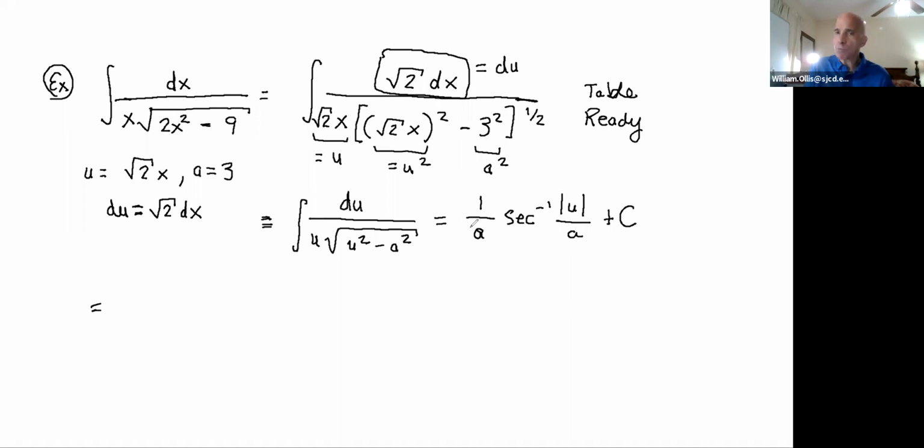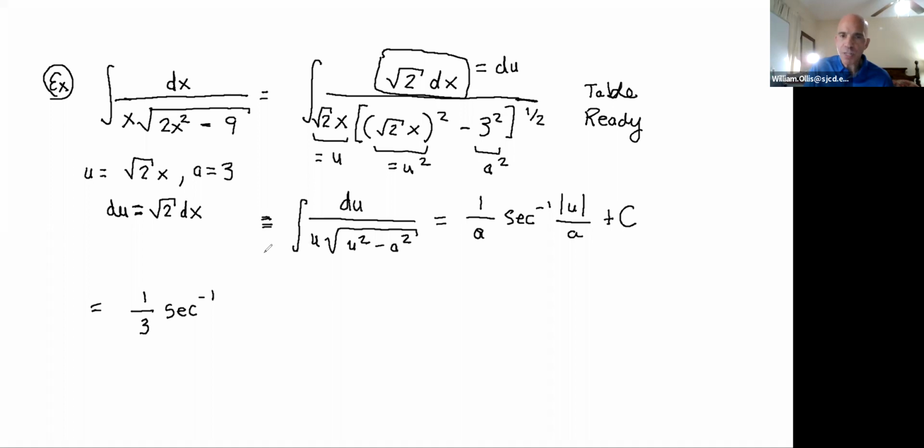Do what you feel is most comfortable for the level of understanding that you have, and then you can eventually leave out more steps. So what's a? That's 3. So 1/3, and then fill it in, secant. Most students will say, well, why don't we have a square root of 2 out front? Well, ladies and gentlemen, we doctored it. And so we have exactly what we need.